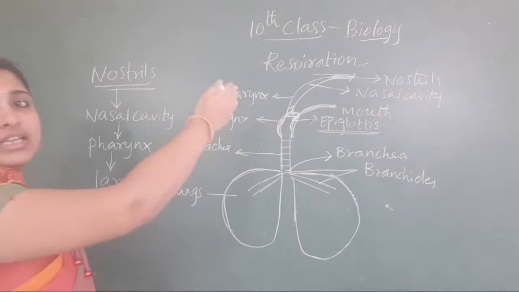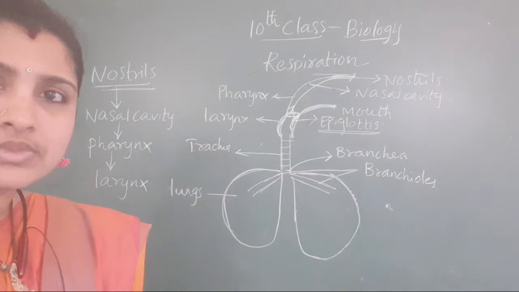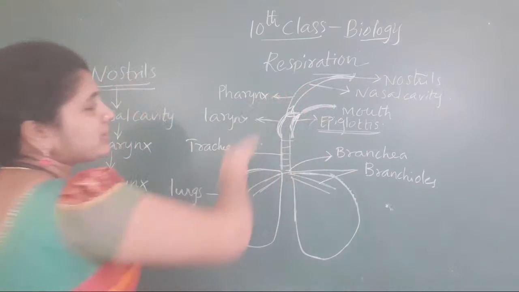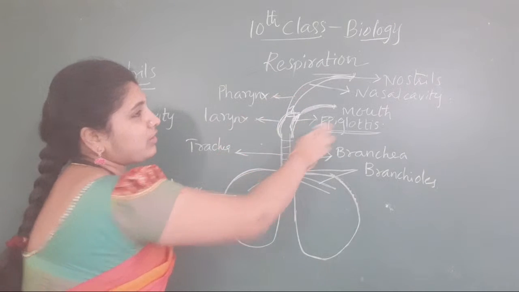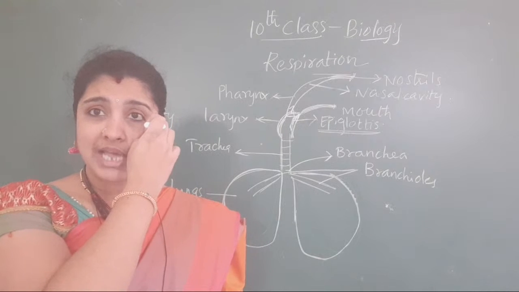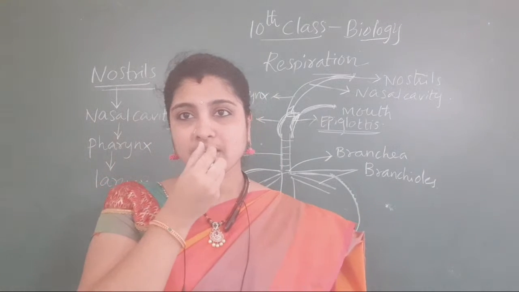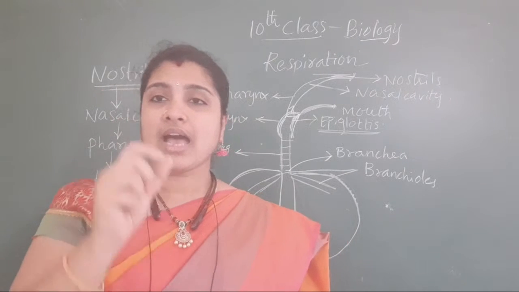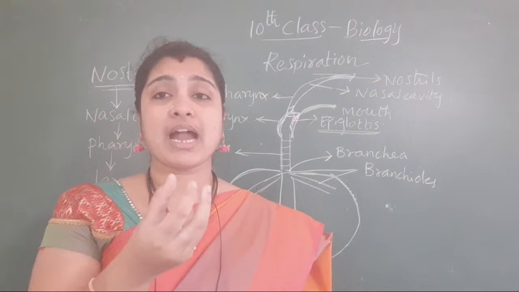From the nasal cavity, the air enters into the pharynx. After the nasal cavity, it enters into the pharynx. So here in the pharynx, it leads to the epiglottis. I said, from the nasal cavity, it enters into the pharynx. As soon as we take air from the nostrils, it enters into the nasal cavity. There in the nasal cavity, hair and moisture are present. The wet condition attracts the dust particles.